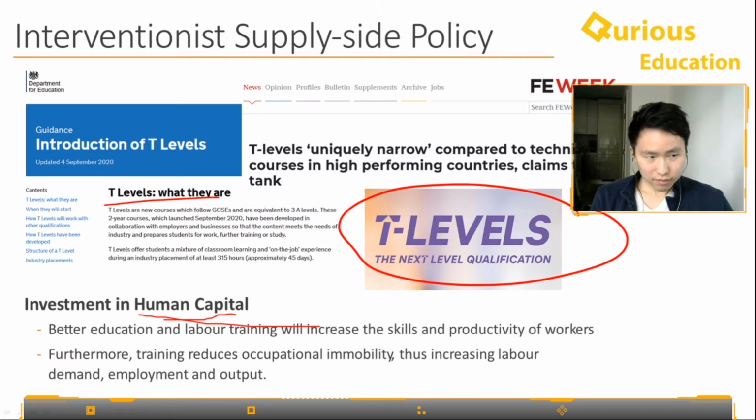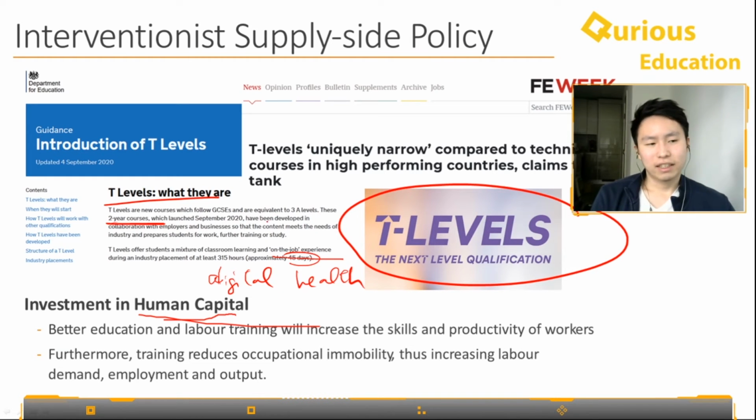Supposedly you would have some work experience, on-the-job experience of 45 days. And you also study the technical aspects of that particular industry. For example, some of the industries might be digital, I believe, and another would be health or care or healthcare, things like that. So this is something that the government is trying to do to help fix the mismatch of skills in the economy compared to the demand for labor.